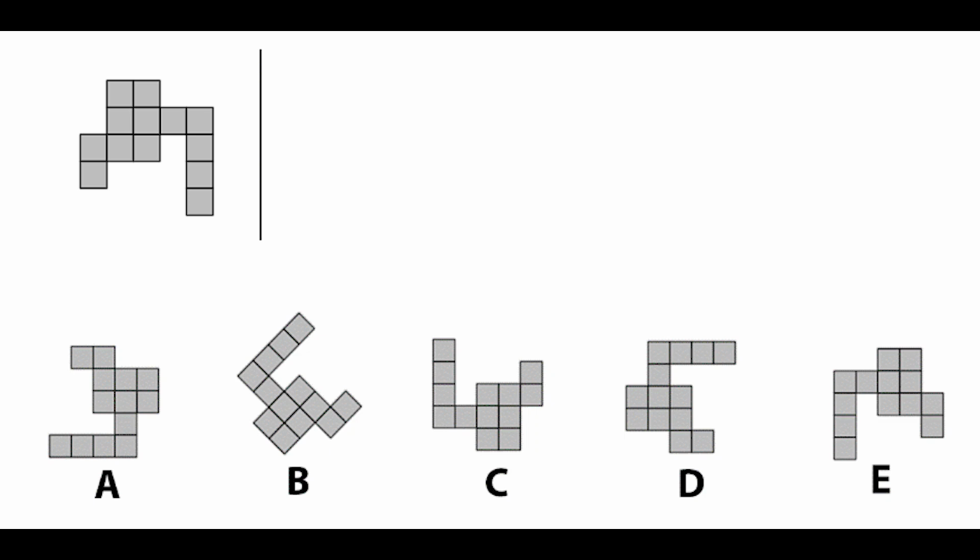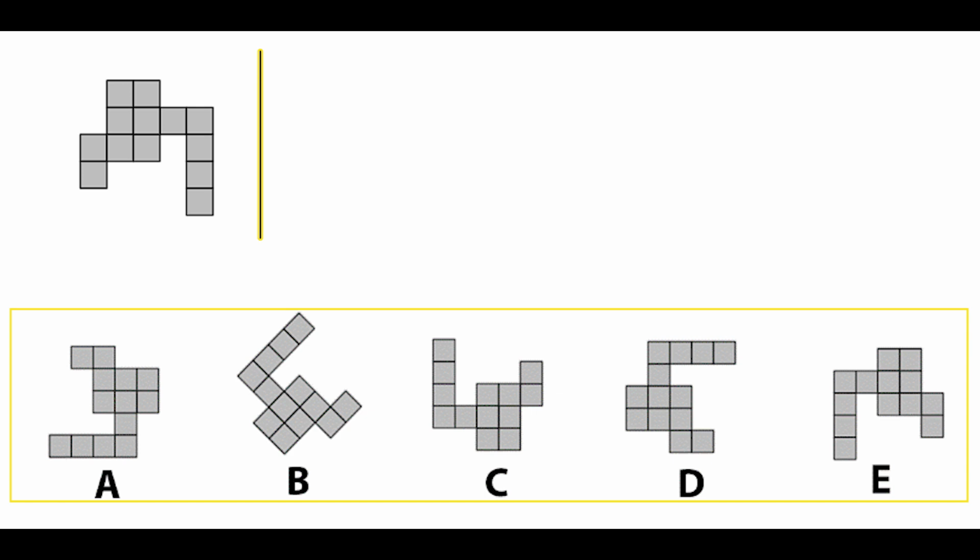In this question, we are given a figure next to a vertical mirror line. Among the 5 options below, only one shows the correct mirror reflection. The others are rotated or misaligned versions of the original pattern.